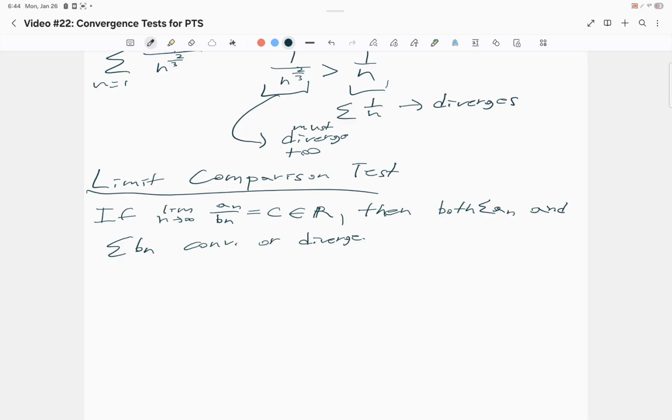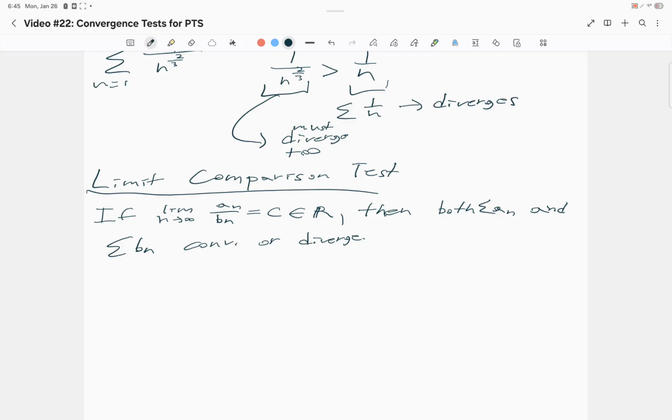Yeah, so what this is essentially stating is that when we take the quotient of the nth terms of both of these series and take that limit as n goes to infinity, and that gives us a constant, then both of them have to diverge or converge. So this is only really useful if we already know that one of them is going to converge or diverge. If you don't know either, then it's not really useful.